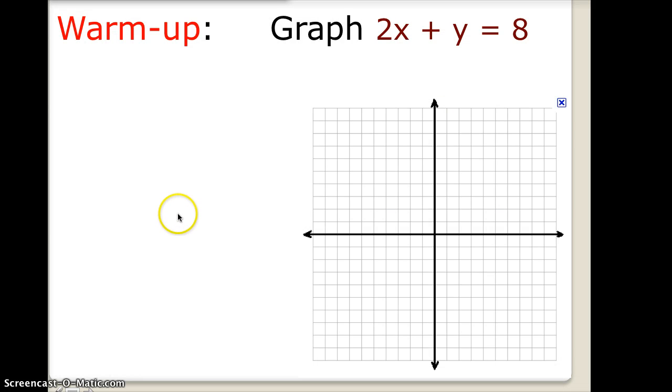Okay, here we go. We're going to do 5.6. In the warm-up it says graph 2x plus y is equal to 8. Go ahead and put me on pause. Take a couple minutes. Go ahead and figure it out.